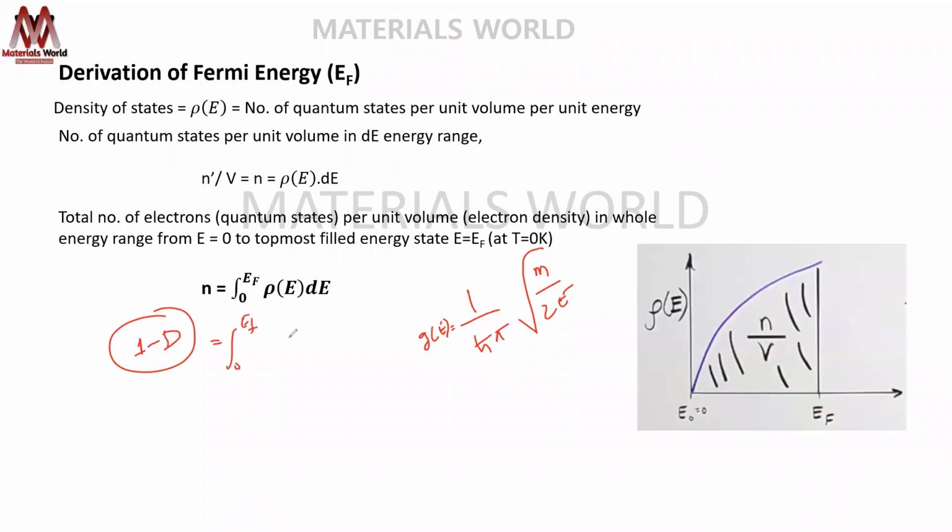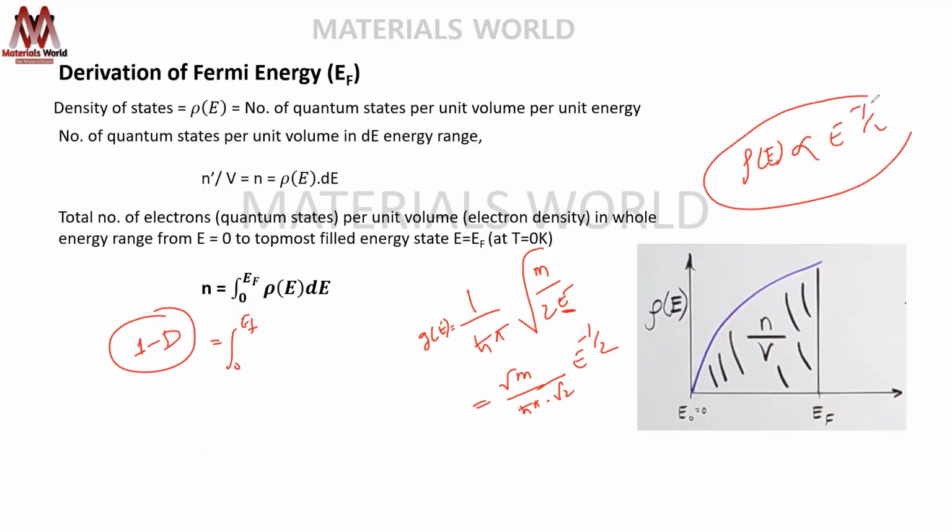So integrate from 0 to EF. You can modify this, because I want to separate E. So it is root m by h cross pi into root 2, and this E will go to the top, it will become E to the power minus half. That's why for 1D, rho of E is directly proportional to E to the power minus half. So simply put root m by h cross pi root 2, and E to the power minus half dE. This is just constant.